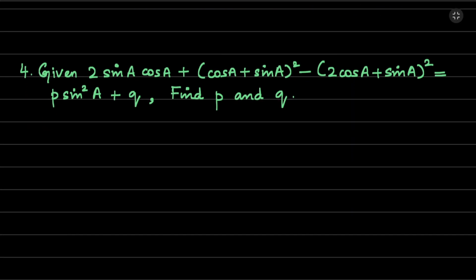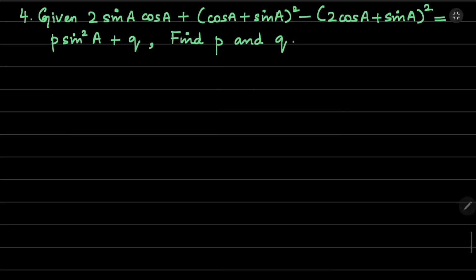You are given 2 sin A cos A plus sin A the whole square minus 2 cos A plus sin A the whole square is equal to P sin square A plus Q. Find P and Q. Again, a very, very easy question. So let's do it. I am going to write sin with S and cos with C.